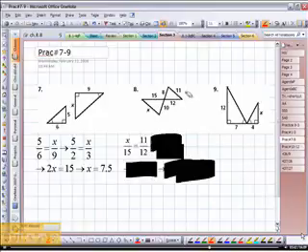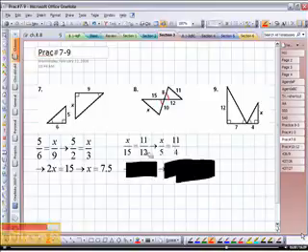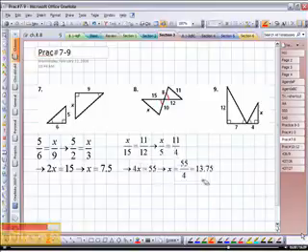Over here, we know these two are similar by SAS because the angle in between is the same, and also 15 over 10 is the same as 12 over 8. So using the fact that they're similar, I can say x over 15 equals 11 over 12. I get a proportion, I reduce this again, cross multiply, divide by 4.